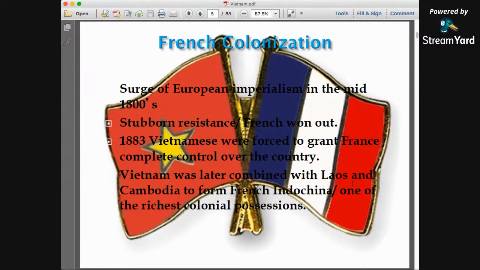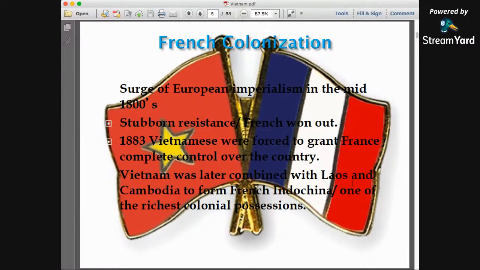There was a surge of European imperialism in the mid-1800s and the battle for stability prior to World War I. And if you were in Mr. Swanson's class, you know that World War I was nothing but a huge battle or land grab, an aspect of colonization and imperialism. So there was a surge of European imperialism in the mid-1800s.